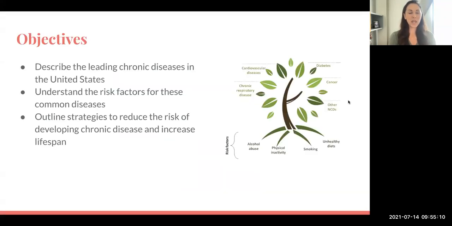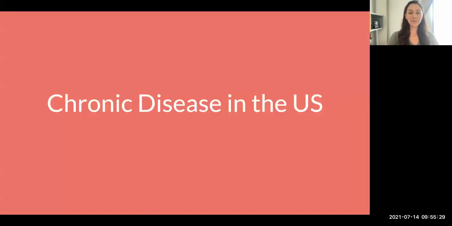Let's dive in. So we're going to cover the leading chronic diseases in the United States. We'll understand the primary risk factors, both within and without of our control for these diseases and conditions. And then we'll outline the strategies that we can use to reduce our risk of developing these chronic diseases to live a longer, healthier life.